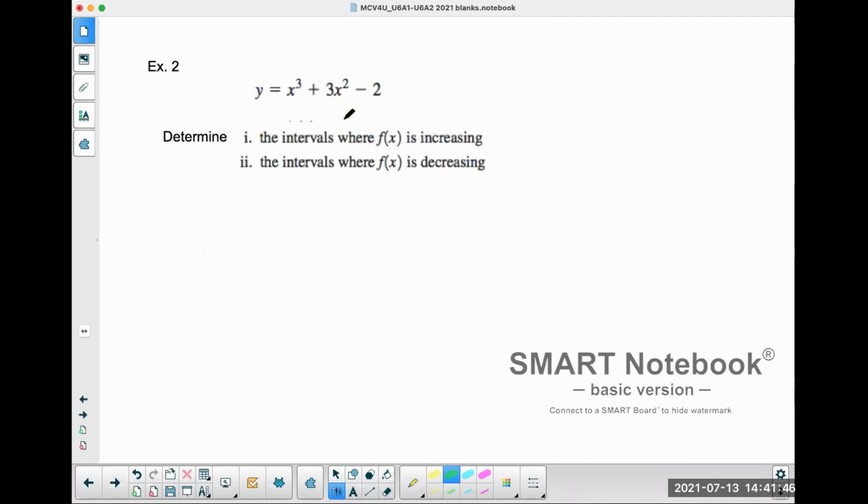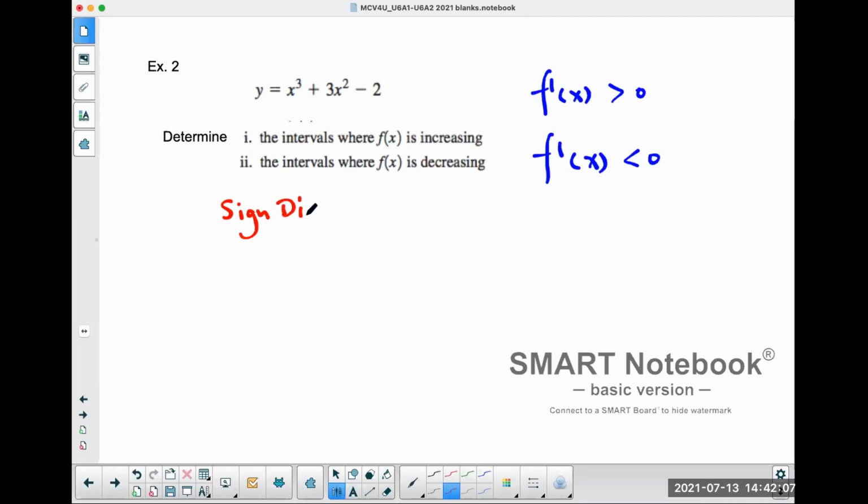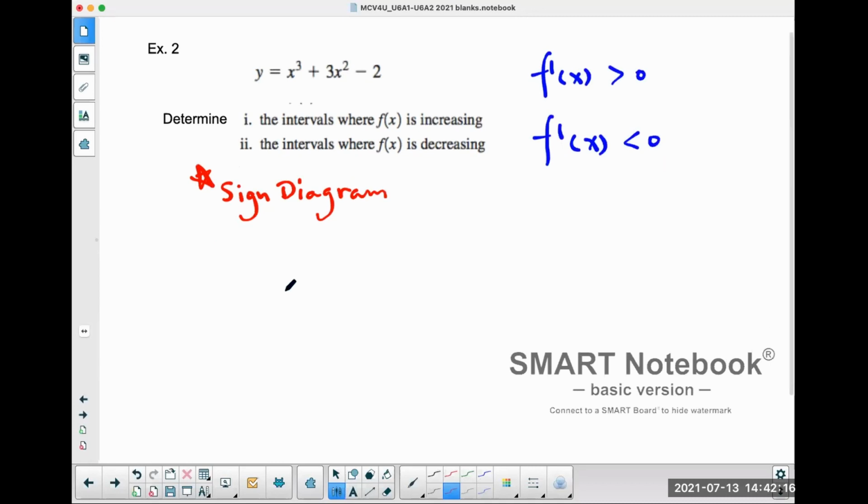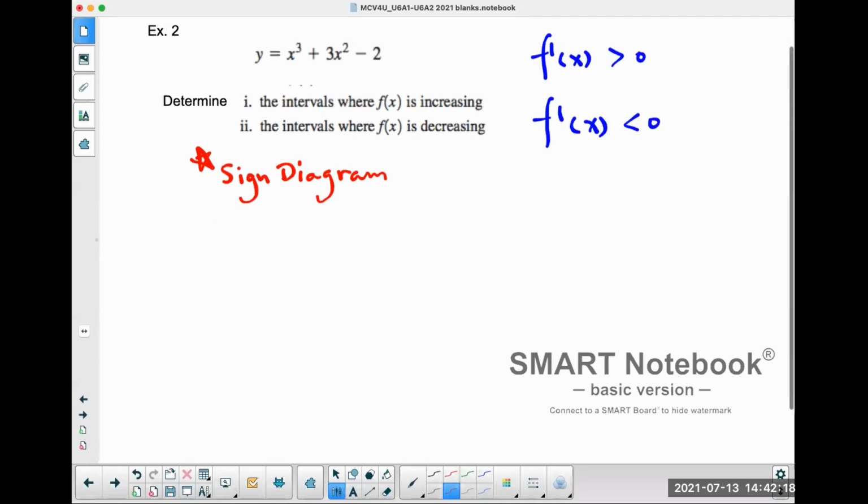So basically, if you're not given a graph and you're not allowed to use the graphing calculator, which is what we're talking about here, then what you need to know is which part of the graph the derivative is greater than 0, and which part of the graph the derivative is less than 0. And what we need to do is something called a sign diagram. Something you should have learned in the advanced functions class, but obviously I'm going to talk about it again, to make sure everybody understands what's going on.